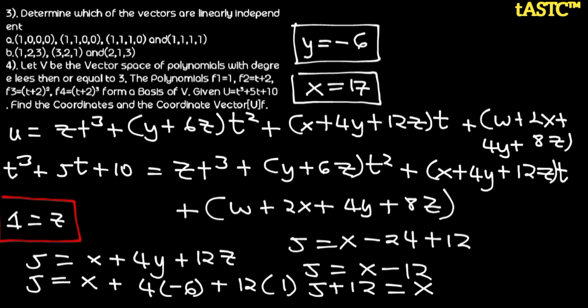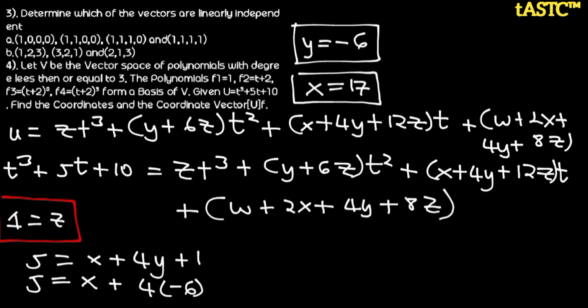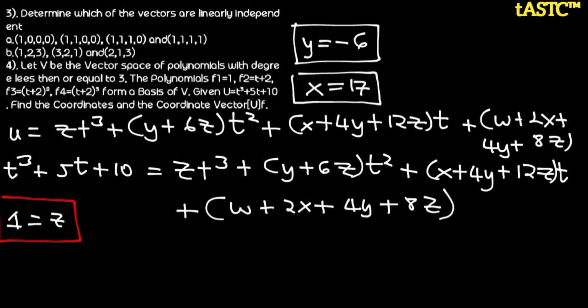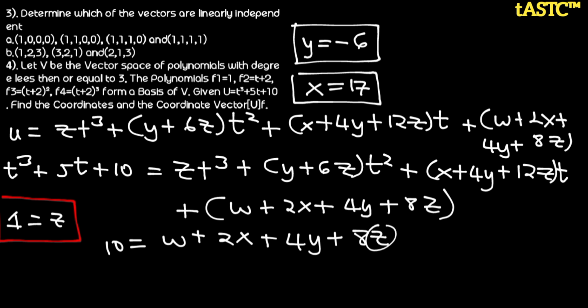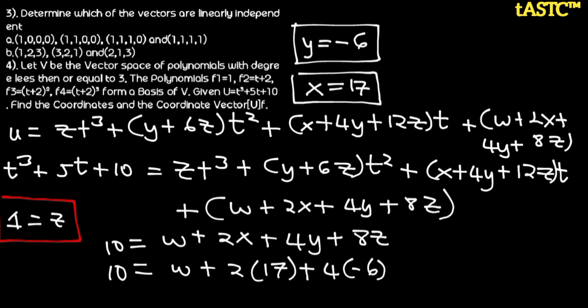Now finally, we're going to deal with the last stuff, and that is where we got a 10 on the left hand side. And 10 is equal to w plus 2x plus 4y plus 8z. We know that z is equal to 1, y is equal to negative 6 and x is equal to 17. So 10 would be w plus 2 multiplied by x, which is 17, and we have plus 4y. Y in this case is negative 6 and z is a 1.